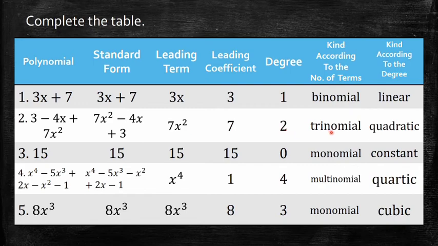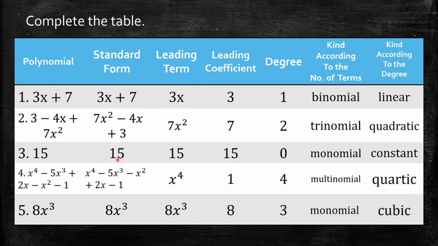And the kind of the polynomial, according to the number of terms, is trinomial because we have 3 terms. So, 7x squared, negative 4x, and positive 3. So, we have 3 terms, so it is trinomial. And since the degree is 2, we call it a quadratic polynomial. Quadratic.